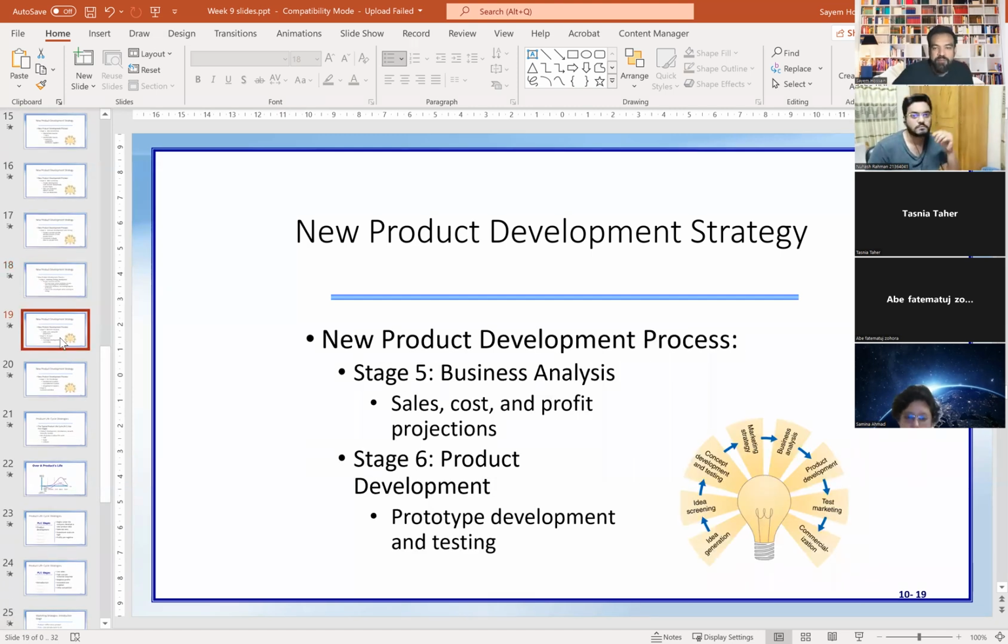Stage number 5, which is analysis. Again, this is further detail. Sales, cost, profit projections. You have to go through all of these. Because if there's no business feasibility, then that's not yet viable. So you have to think about that.